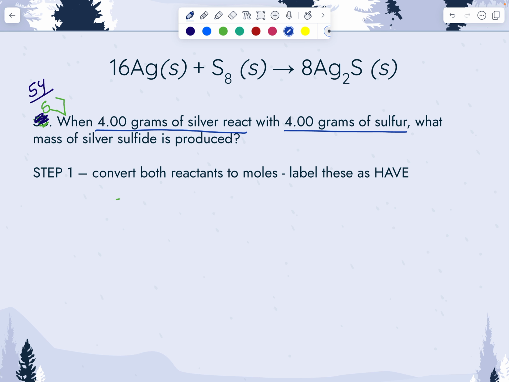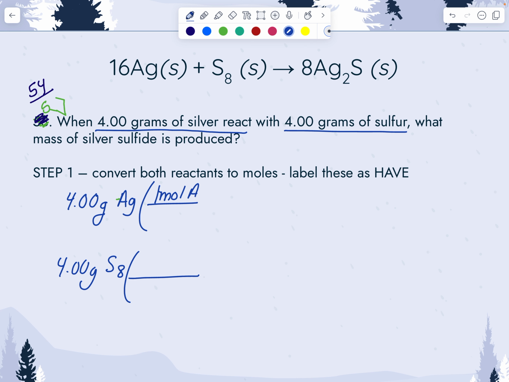And we're going to do this that new way that we just learned. So I wrote down the steps here so you can follow this one. Step number 1, convert both reactants to moles. So we start with 4.00 grams of silver and 4.00 grams of sulfur. You don't really need to know this, but that's a different allotrope of sulfur. That's actually 8 sulfur atoms all bonded together.